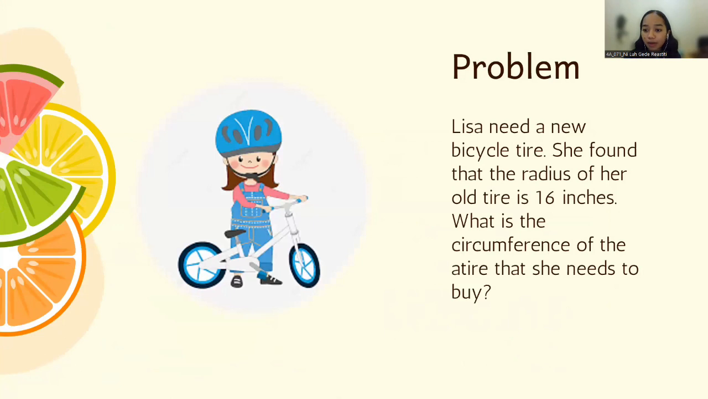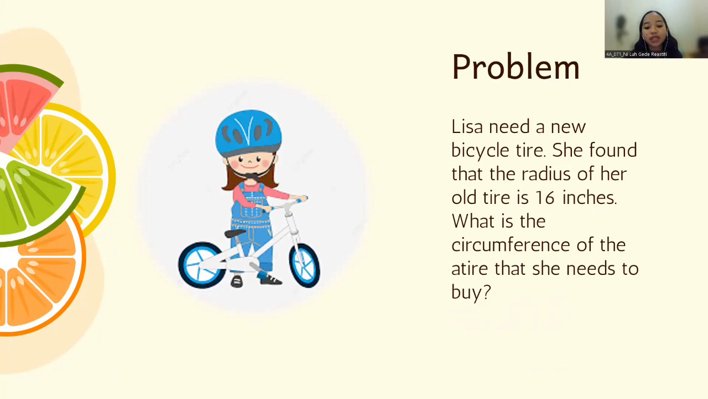We have a problem. Lisa needs a new bicycle tire. She found that the radius of her old tire is 16 inches. What is the circumference of the tire that she needs to buy? Understanding the situation is the first step to solve a problem. This time we are asked to find the circumference of the tire that Lisa needs to buy.